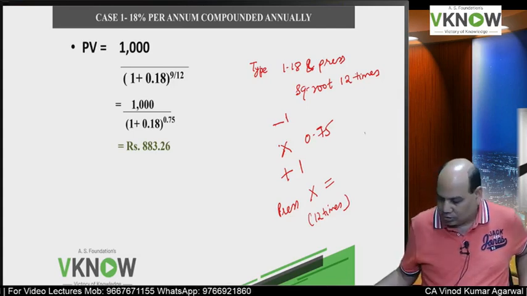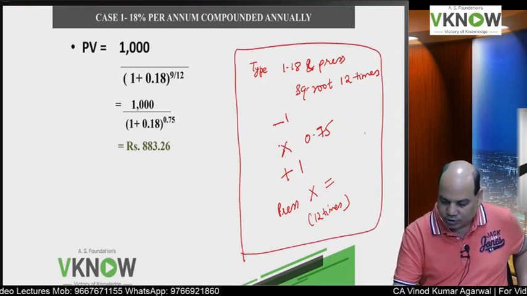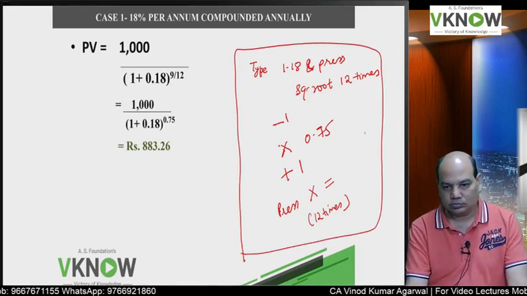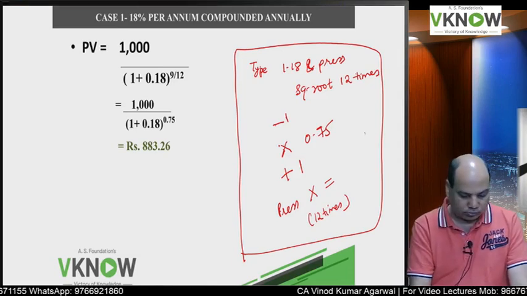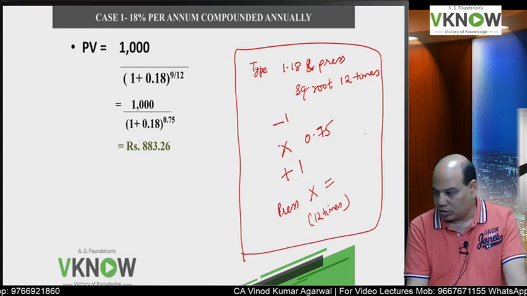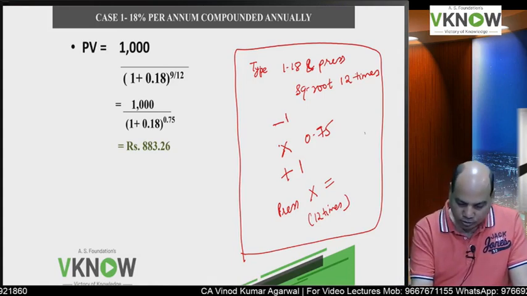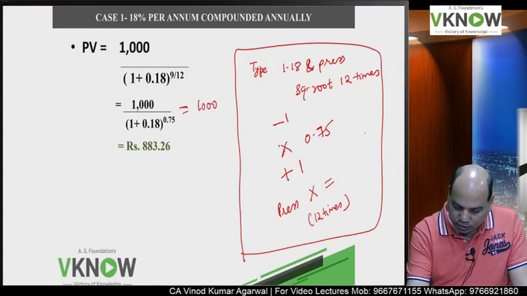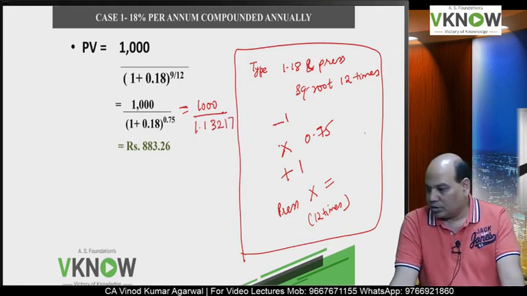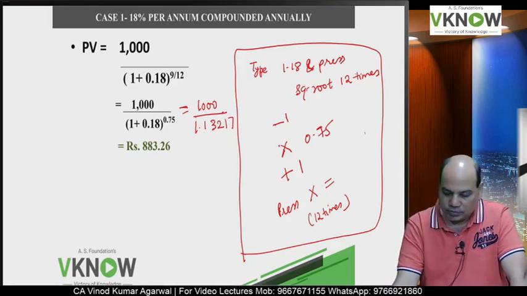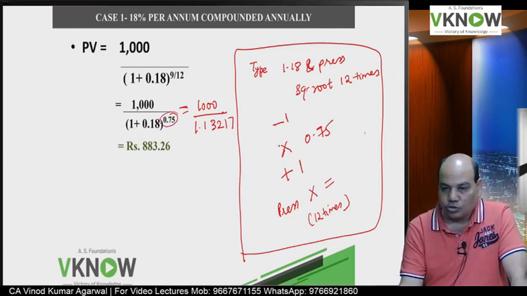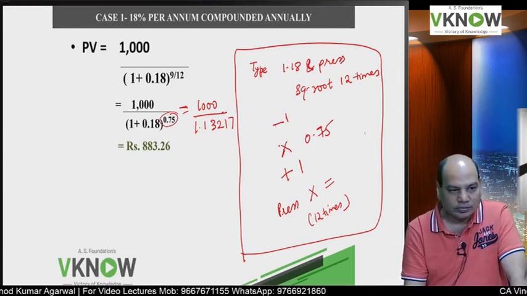883.26. Please, you can note this down if you want. How did we arrive at this answer? Yes, I am getting the same answer. So basically, in the denominator I got 1.13217. Yes, is it right? This way, if we have to solve with some power which is in fraction, we'll use this shortcut. It works on your calculator.